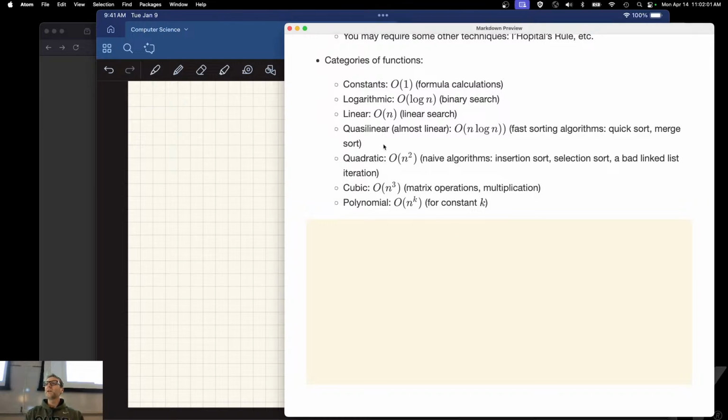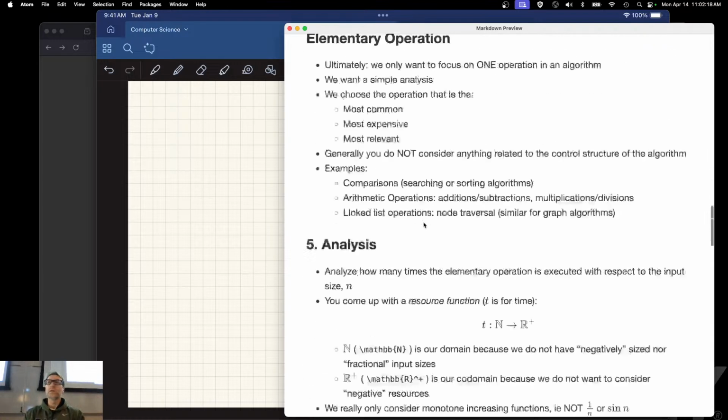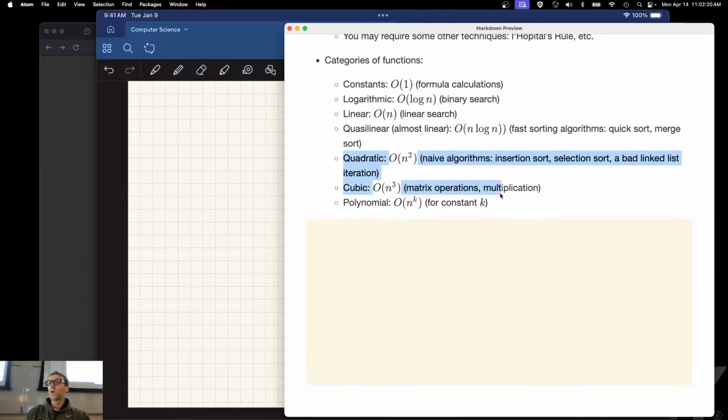But as we've already seen, anything quadratic and above is pretty much no-go, right? Why? Because of this demonstration here, right? Something that's linear is going to far surpass anything that's quadratic here. 20 years is not acceptable on our big data of only 1 billion elements, right? So pretty much you're in the realm of theoretical analysis at this point because none of these things are going to be of practical use, right?